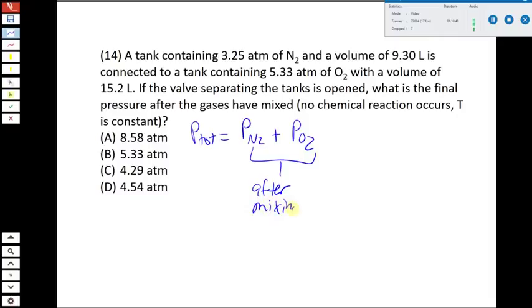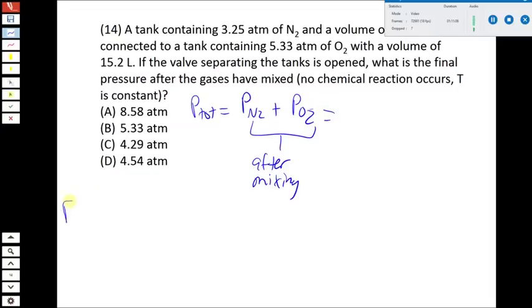to change their volume. Because initially they're occupying just one of their own tanks, but then when we mix them together, they're going to spread out and fill the entire available volume. So we can't just use these two pressures. We have to calculate what these two pressures are after the gases mix together. Okay? So that's how we're going to end up doing this.